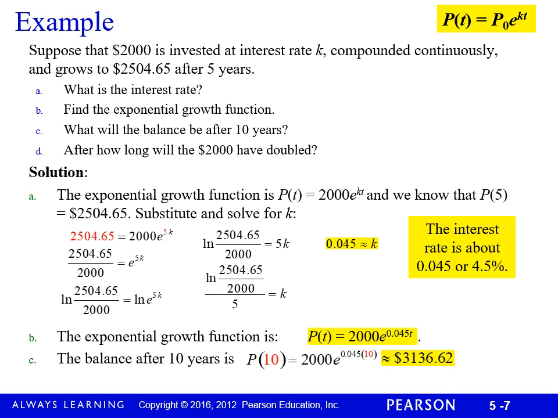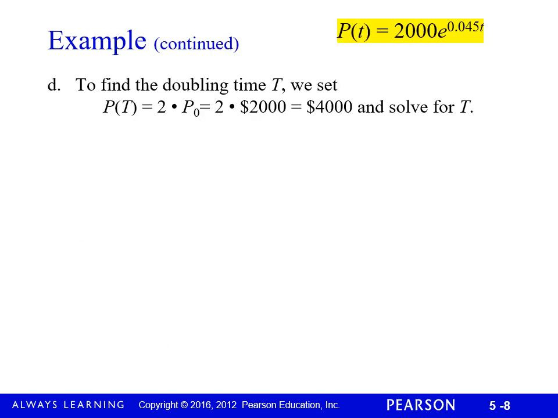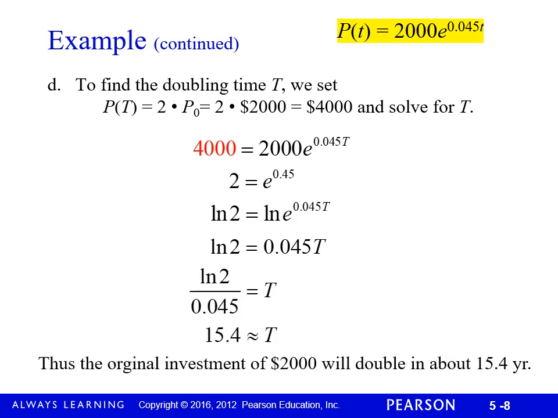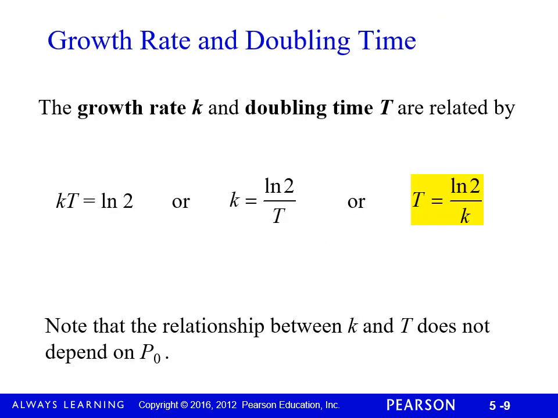And then the last thing we want to do is to find out how long it will take for the $2,000 to be doubled. Okay, so we can plug in 4,000 equals our formula. Divide by 2,000. Take the natural log of both sides. The right side will simplify, divide by 0.045, put it in our calculator, and we get 15.4. Thus, the original investment of $2,000 will double in about 15.4 years, which is actually not a bad interest rate. It's a pretty good one, actually.